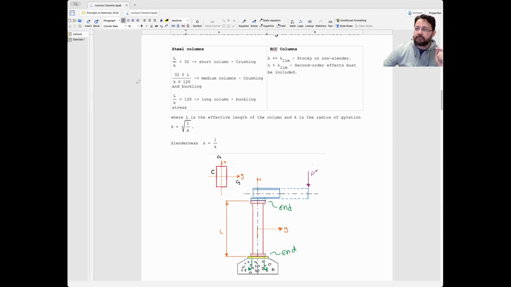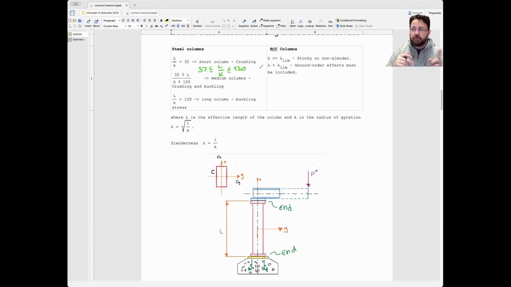If it's between 32 and 120, this is not supposed to be like this. I will fix this, I just noticed this mistake. What it says is that 32 is less than L divided by K, which is less than 120. Those are considered middle columns, and they can fail by a combination of crushing and buckling. Crushing is when it is crushed, destroyed. Buckling is when it deforms.